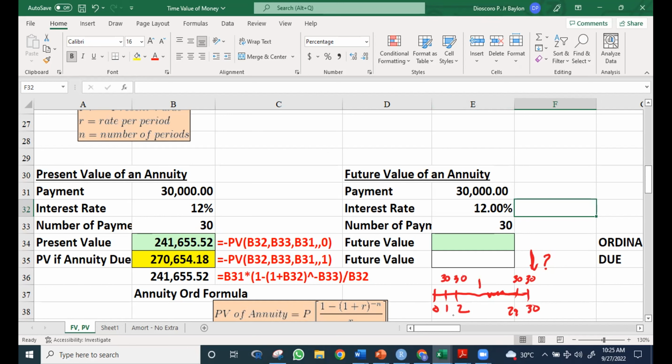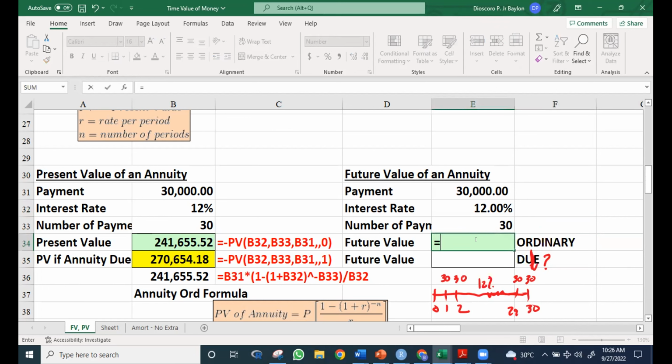At 12%, how much is it after 30 years? All right, so the same thing. If it's an ordinary annuity, then we use the FV function. Since your PMT is positive, this will return a negative answer, so I'll just put a negative there. What's the rate? 12%, comma. What's the NPER? 30 years, comma. What's the PMT? 30,000, comma. No present value, ignore that.